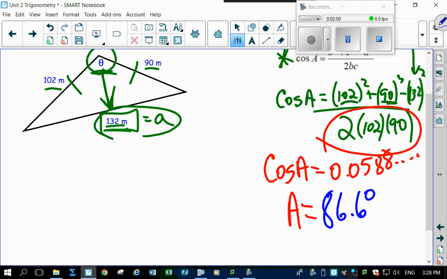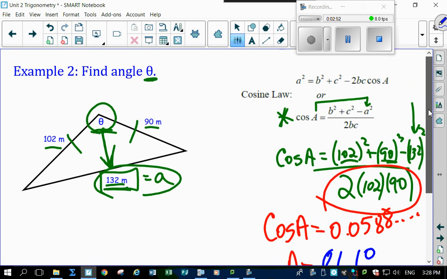86.6 degrees. Isn't that awesome? Now you know how to find the angle of that. That angle would be your 86.6 degrees. Simple, right? You bet.